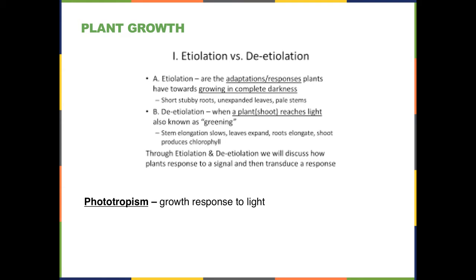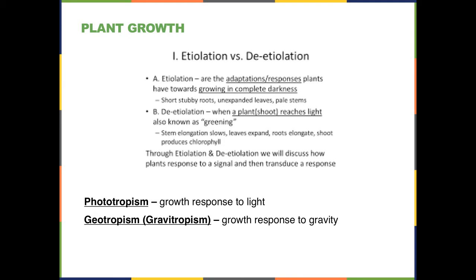Now let's talk about the various kinds of tropisms. There are various kinds. One is called phototropism. Photo meaning light, tropism meaning move toward or away from, depending on whether it's positive or negative. So phototropism is a growth response to light.